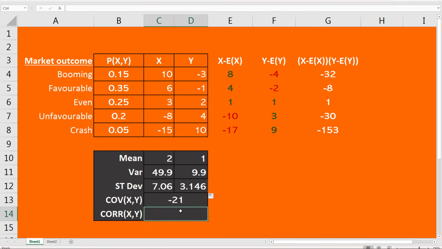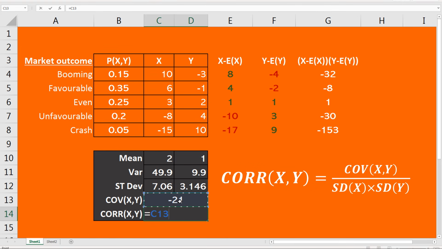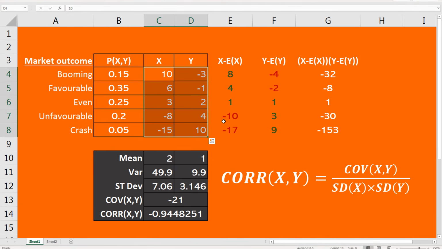So we can then find the correlation for xy, which is going to be equal to the covariance, as per the formula, divided by the two standard deviations multiplied together. And look at that, we get a very, very negative correlation, very close to -1, in fact. So minus 0.94. That tells us that x and y are very strongly negatively correlated.